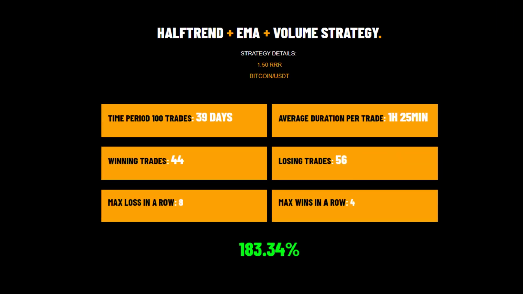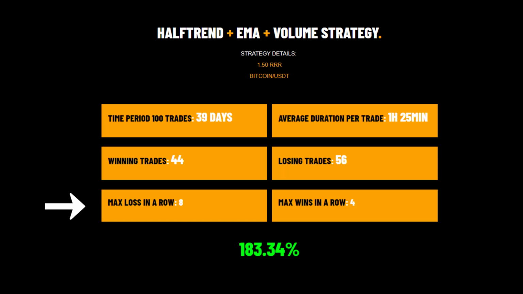Okay, I just finished backtesting and with this clear overview, I'll show you all the details of this strategy. As you know, I am currently trading this strategy on the Bitcoin price and I am using a risk-reward ratio of 1.50. It took 39 days to open 100 positions and the average position time was 1 hour and 25 minutes. Of the 100 positions opened, 44 closed in profit and 56 closed in loss. This means that we have a success rate of 44%.